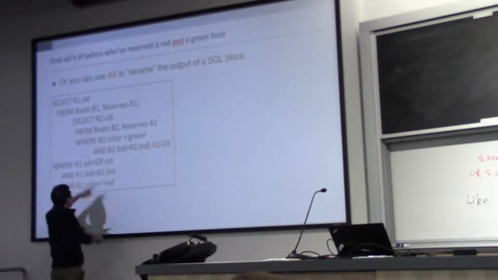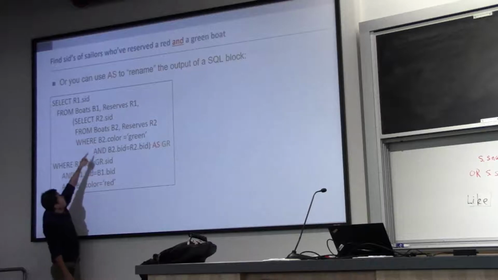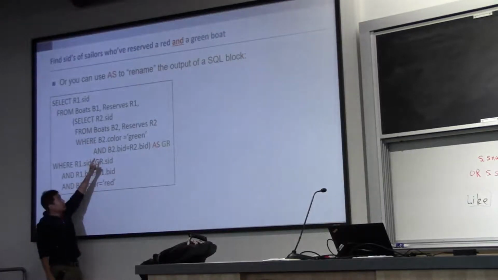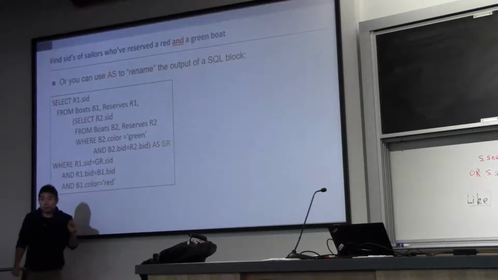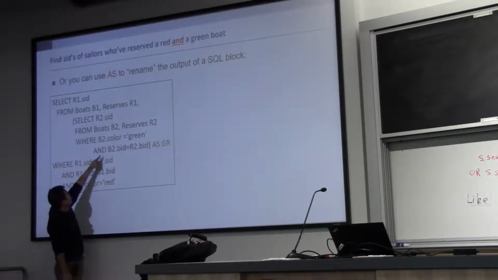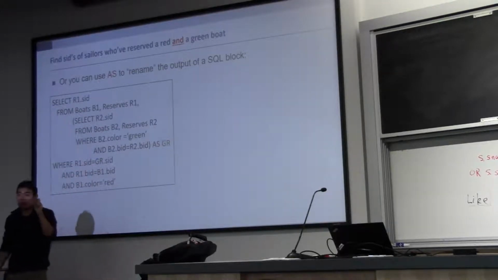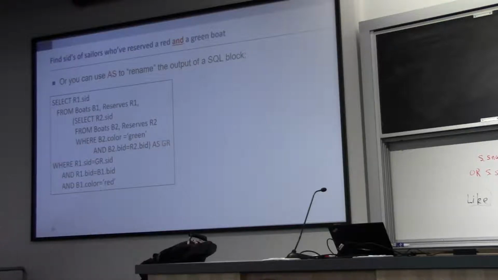Ignore the outer block. Look at this inner block, which is the block involving only R1 and B2. If you look at only this block, what does it do? Can someone tell me what this block does? I call that the inner block because it's enclosed by another SQL block. What does the inner block do? It's just getting all the sailors who have reserved a green boat. Yes. To be more specific, you get a list of sailor IDs who have reserved a green color boat.